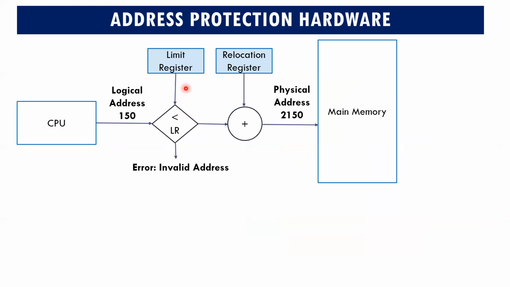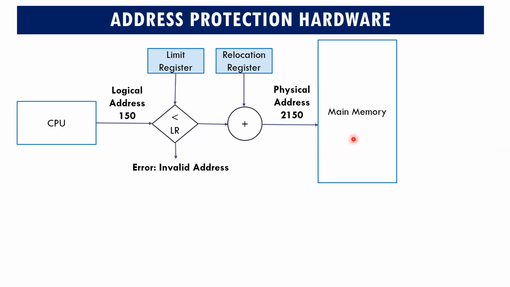Now let us see address protection software or address protection hardware. What is the need of protecting the addresses or protecting the main memory? If you look at the operating system behavior, it will not allow one process to access the memory that is occupied by another process. And also, no user process should be allowed to access the operating system that is residing in the main memory.